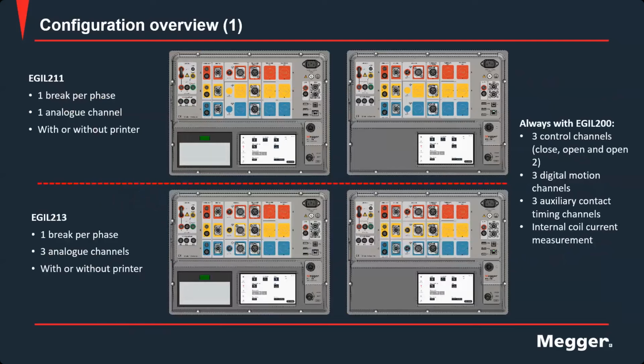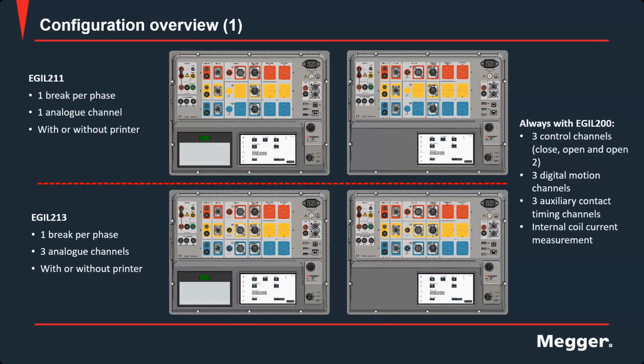We have many different models for the EGIL 200, but the two models that I usually advise for this region are the EGIL 211 and EGIL 213. They both can do a timing test for one break per phase.